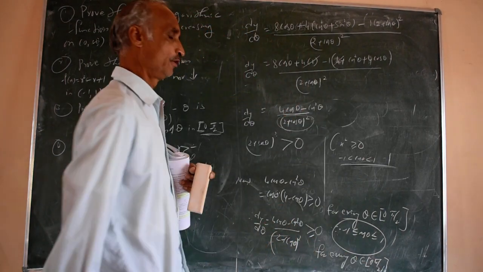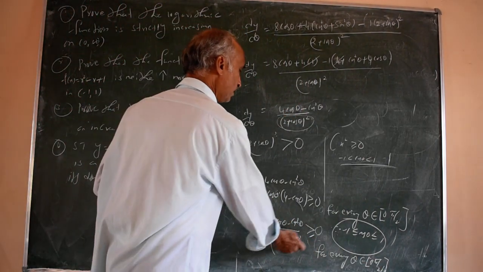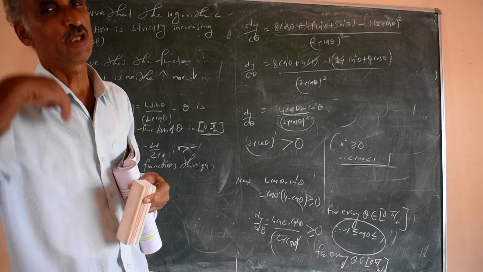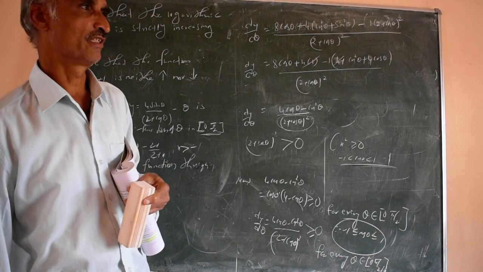Within theta 0 to pi by 2, this particular expression is minimum 0, otherwise more than 0. There is no chance of getting negative.